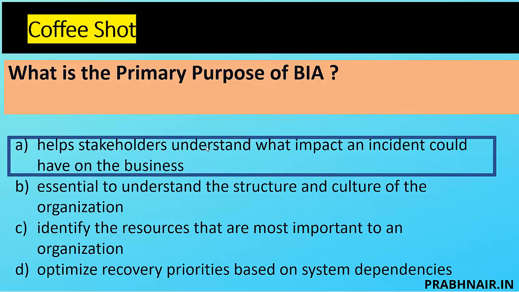Based on that, we optimize the recovery priorities based on system dependency, because BIA helps me prioritize what needs to be recovered and how quickly. Based on that, we create a matrix and prepare the recovery strategy. That's why the answer is A for alpha. Let's move to the next question.